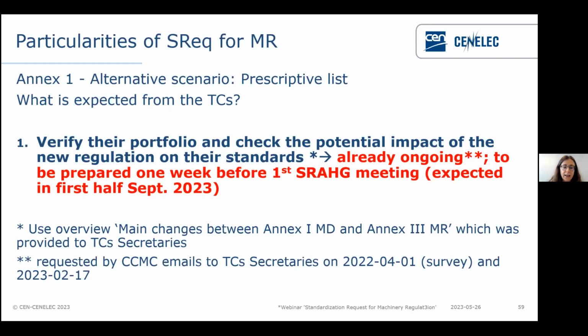And this year, again, via the dedicated emails sent to TC secretaries, Sector Rapporteur for Machinery and us, project managers for Machinery CEN CENELEC Management Center, we asked the TCs to carry out this analysis. And in case we have this prescriptive list, this analysis needs to be completed normally about 1 week before the first meeting of the SHRAG. And this first meeting is expected to take place in the first half of September this year.